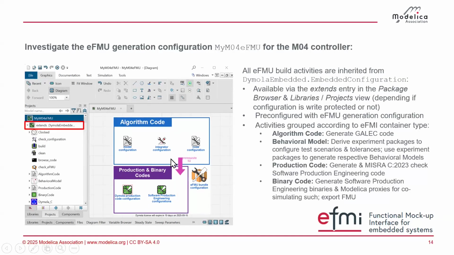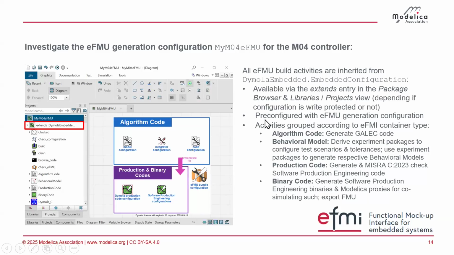Since you inherited from this Dymola embedded configuration, you get a lot of generation functions where you can do stuff. And they are all using this configuration that you just set up by default. You can always, when you call one of these functions, interactively change it if you want, but the default is this configuration. And the generation things you can do, if you press this little extends entry in the package browser, and then you see this stuff here. These are the things you can do.